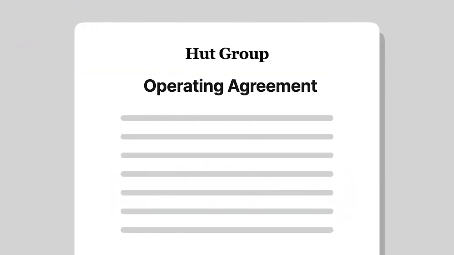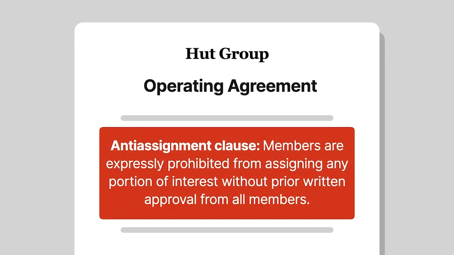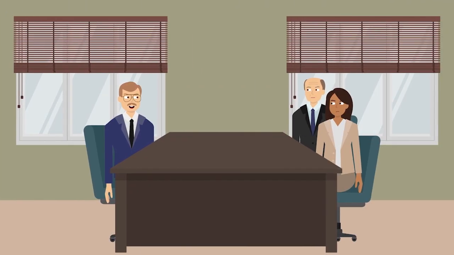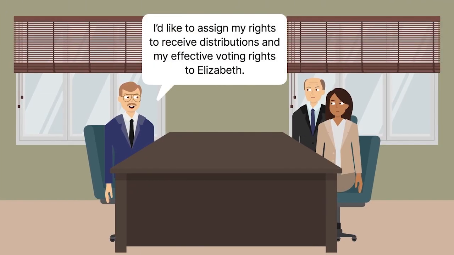Hutt's operating agreement contained an anti-assignment clause expressly prohibiting any member from assigning any portion of his interest without prior written approval from all members. As part of a divorce settlement, Banner attempted to assign his rights to receive distributions from Hutt and effectively his voting interest in Hutt to his ex-wife Elizabeth Condo.